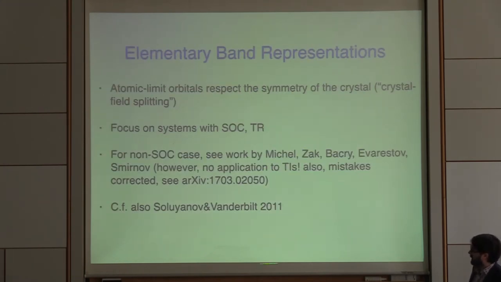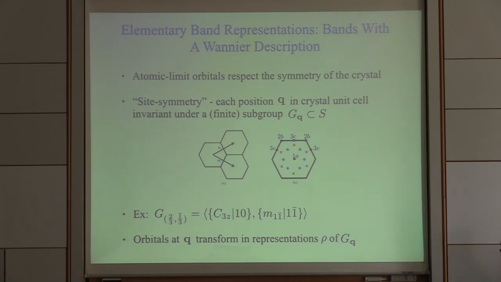And of course, there's another 2011 paper by Soluyanov and Vanderbilt where they talk about maximally localized Wannier states, and they show that topological insulators cannot be described by maximally localized Wannier states that respect the symmetries of the lattice. So now, how do we find these elementary band representations, which are the building blocks of band structures, which, if they are connected in the Brillouin zone, are described by maximally localized Wannier orbitals? Well, the way to find them is actually not that hard.